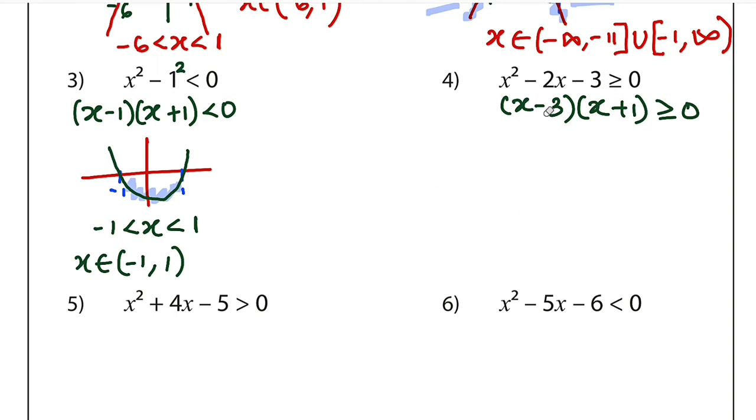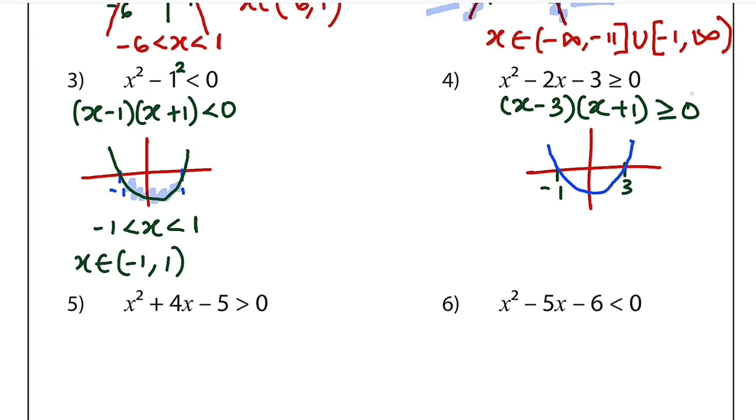The roots will be what? +3 and -1. The moment you set this to be equal to 0. So x and y axis, let us locate them. +3 here, -1 right here. And because the leading coefficient is positive, then it is going to be an open up parabola.